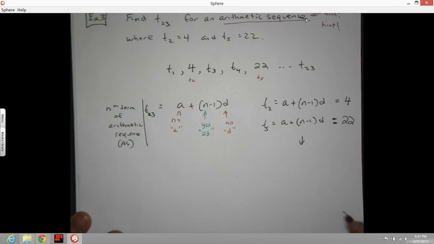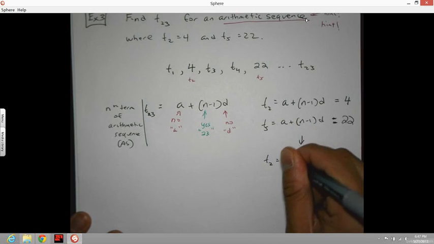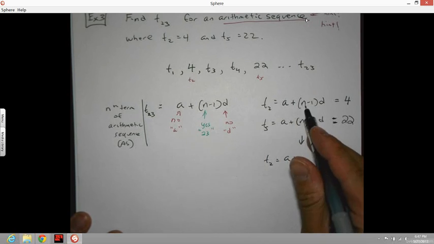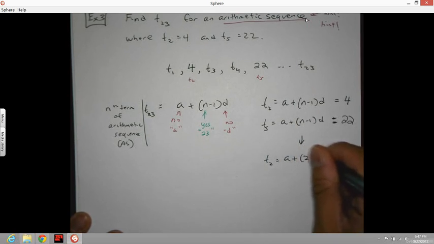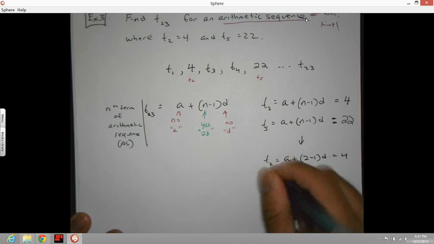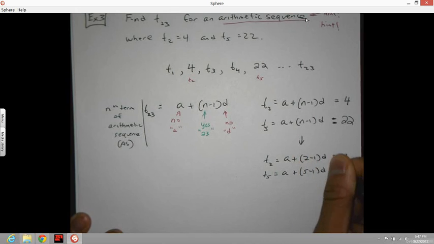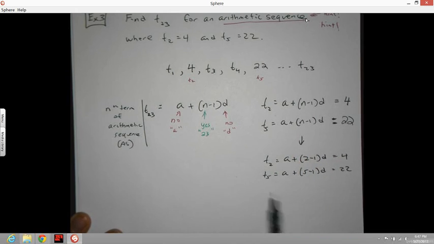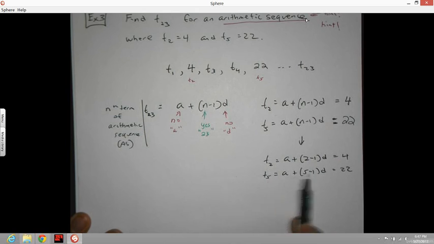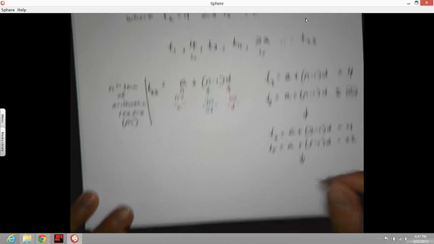I can rewrite this where t2 equals a plus, and remember, 2 is my n. I can sub it in. It's going to be 2 minus 1 d. And t5 is going to be a plus 5 minus 1 d, right? Think about it for a minute. All I did was take my n, which is 2 here, sub it into my formula, take my 5 here, which is my n, sub into my formula, and I could break this into what we call a system.